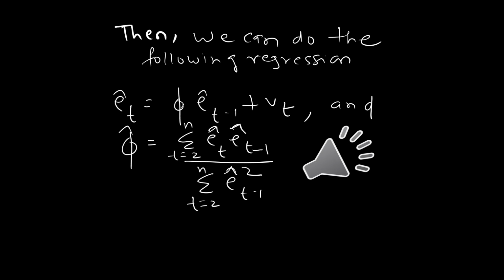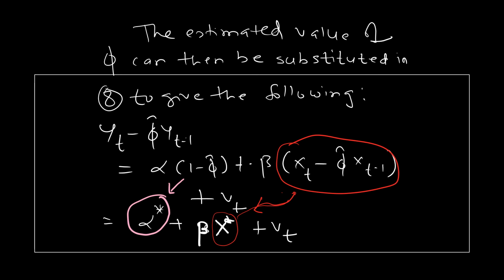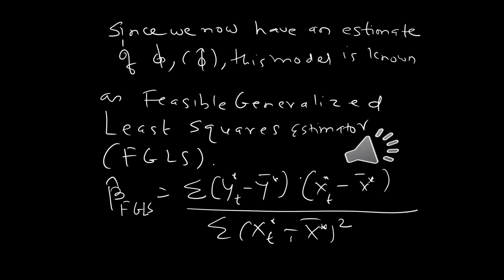After you've obtained e hat t, then do the regression of e hat t is equal to phi e hat t minus 1 plus Vt. Remember, this is a regression equation without an intercept, and hence the estimate of phi hat is given by summation e hat t minus 1 e hat t upon summation e hat t minus 1 square. This will give us an estimate of phi hat.